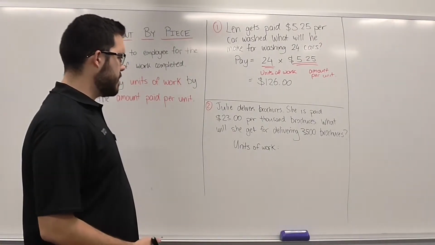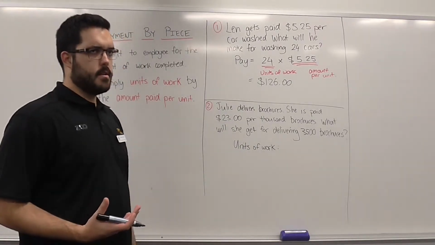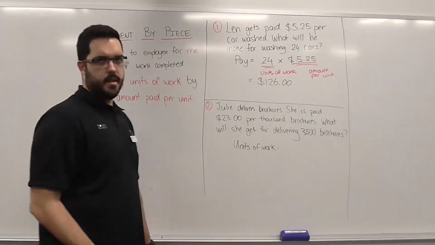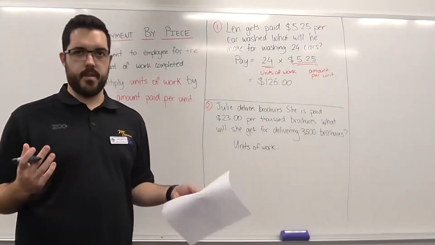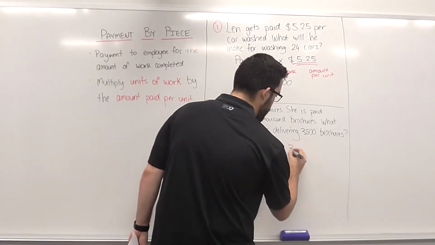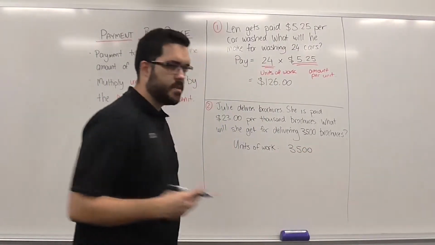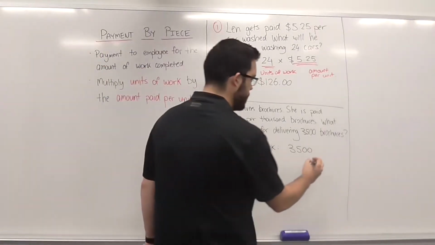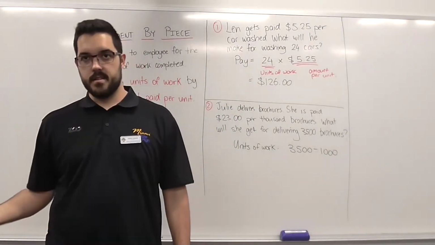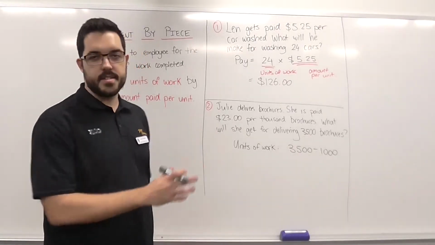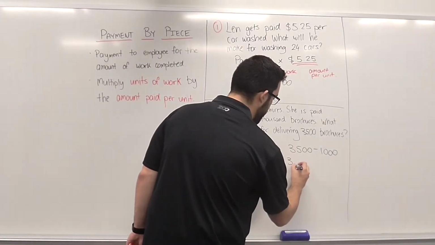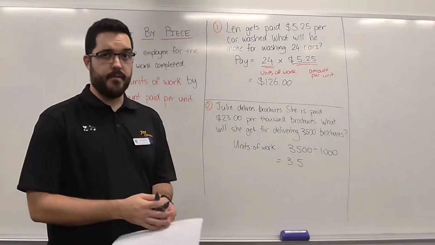So she gets paid $23 for delivering 1,000 brochures. So that means she gets paid $23 for every 1,000 brochures she delivers. So for 1,000 brochures, she gets $23. So that's our unit of work. So now we take how many brochures she's delivered, so it's 3,500 brochures, okay? And we divide it by the amount that makes up 1 unit of work. So in that case, it's 1,000. So she has to deliver 1,000 to get $23. So we take the amount she delivered divided by what she needs to do to earn 1 unit of work. So that's going to equal 3.5. Okay, so 3.5 units of work.